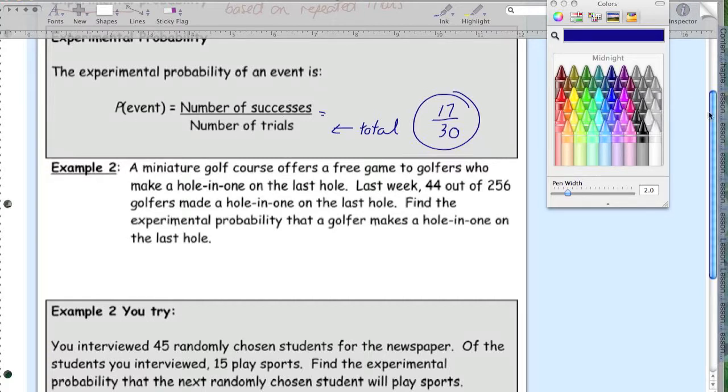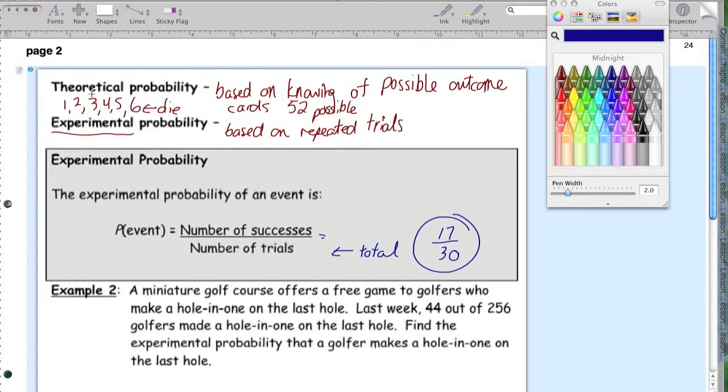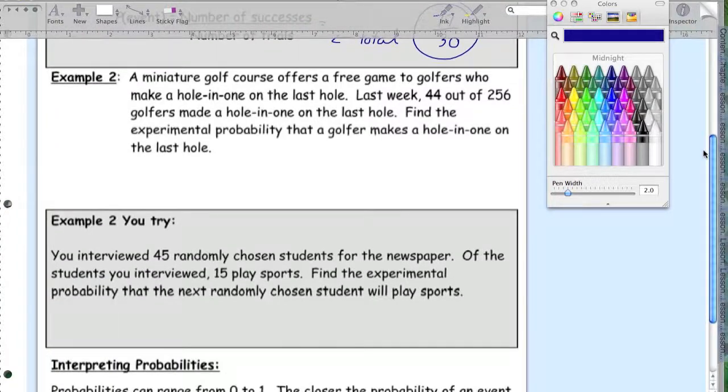Okay, but we do want to make sure we understand the difference between theoretical and experimental probability. Theoretical is based on a theory. It's what it should be, based on knowing all of the possible outcomes. Experimental is based on just repeating a whole bunch of different trials.